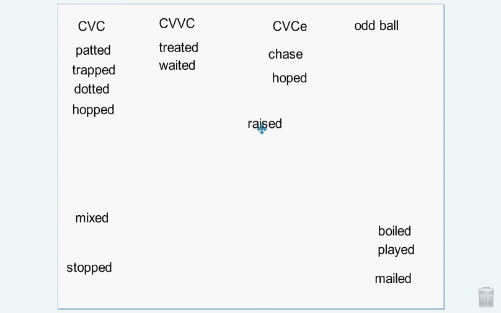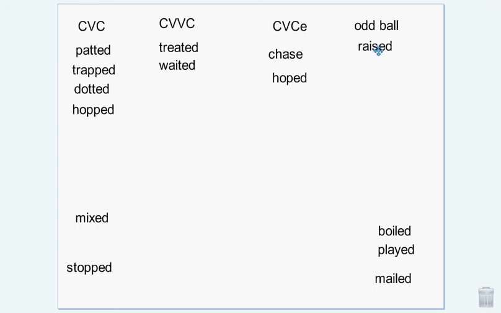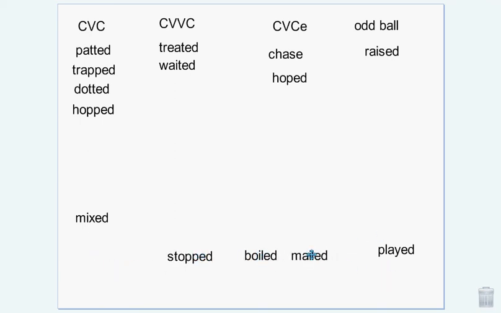Raised. This is the one that I would put in the oddball category. It's R-A-I-S-E-D, so it's kind of like CVC, but when you get down to the root word of raise, you can see there's an E at the end. So you just have to drop the E and add ED for this one. It's not quite the same as treat or weighted, because the way it's spelled is R-A-I-S-E. It's a little bit different. I put this in the oddball category. Stopped, boiled, mailed. I'll leave these down here, and you can work with them tomorrow in class to figure out where they might go.